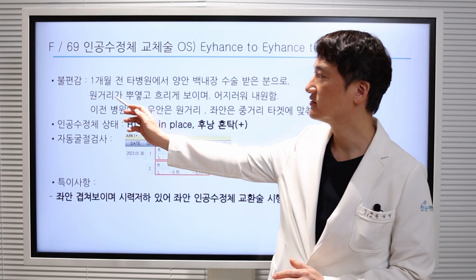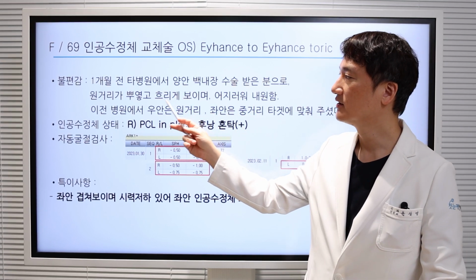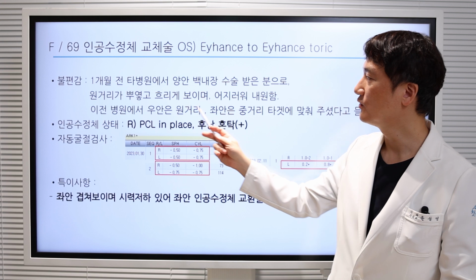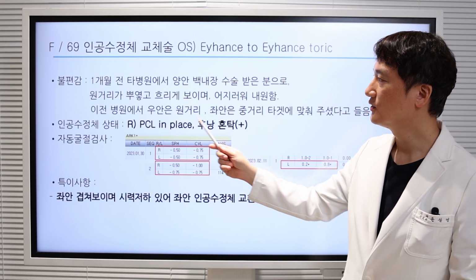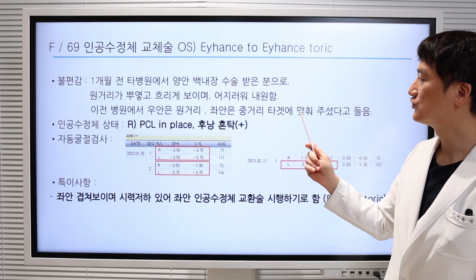When? Just a month ago. She had cataract surgery at another clinic. Now, she complains of blurred vision. She also feels dizzy when looking far away. At the previous clinic, they targeted her right eye for distance vision and her left eye for intermediate vision.